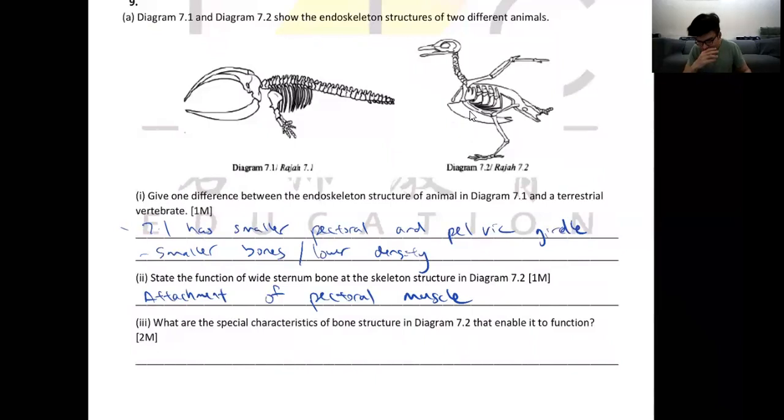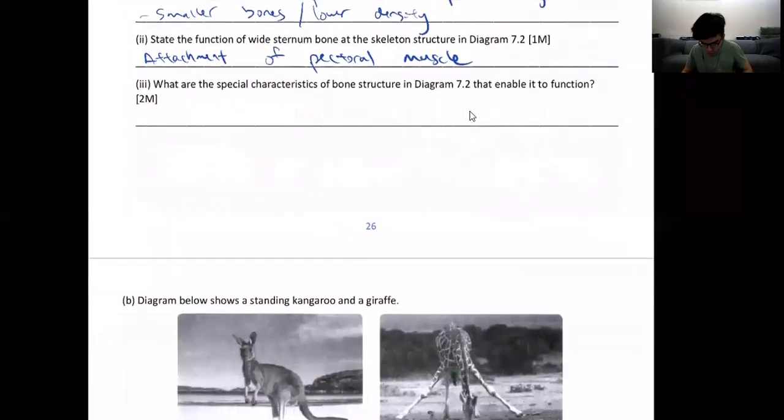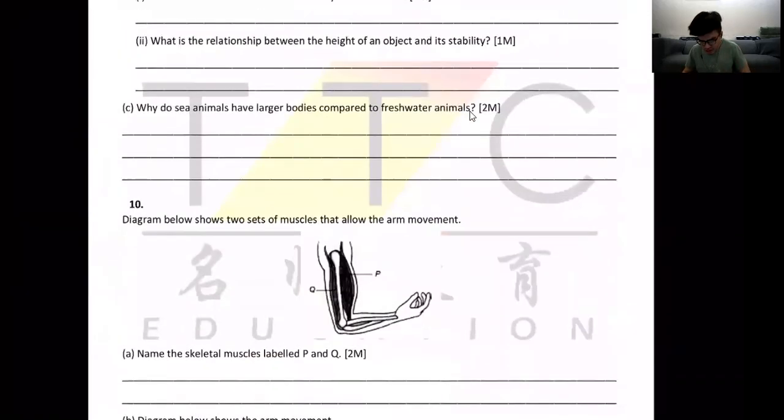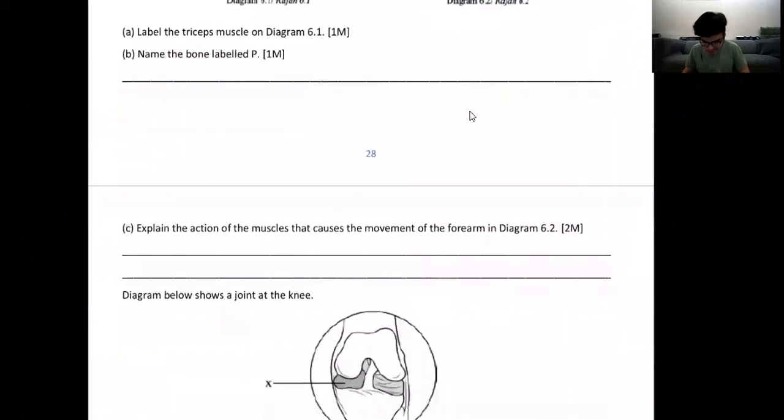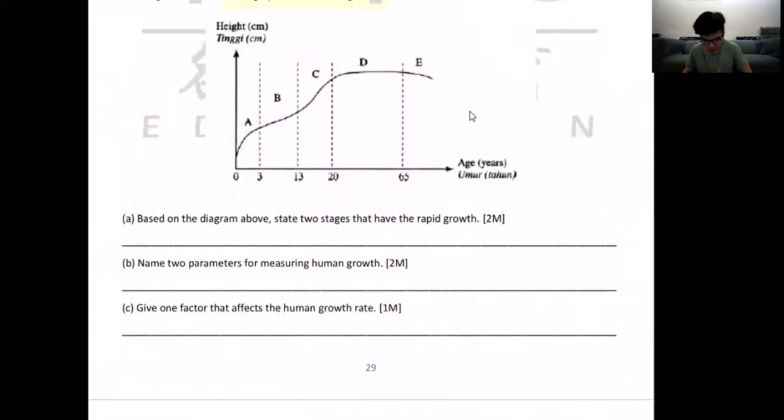Anyway, I think I'm going to stop here. Next week we shall continue on this. We will finish the muscle part, and then next week we will go into growth. So this takes 2 weeks.